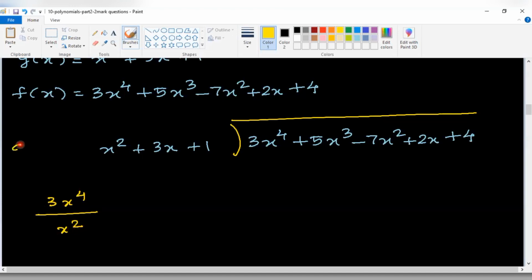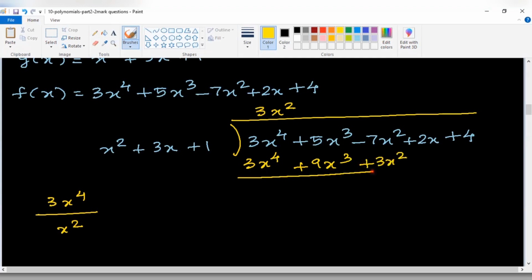A raised to m by a raised to n, that is a raised to m minus n. That is the logic, or that is the rule what we have to use here, exponents rule. So this is x raised to 2. So here the first term will be 3x squared. Now we have to multiply 3x square into x square, that is 3x raised to 4. Then 3x square into positive 3x, that is positive 9x cube. Then 3x square into 1, that is positive 3x square.